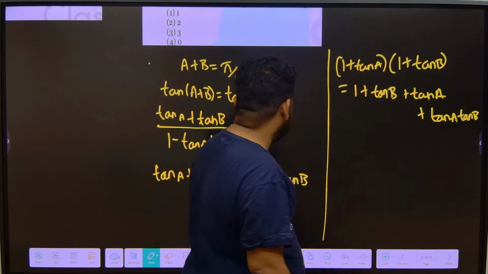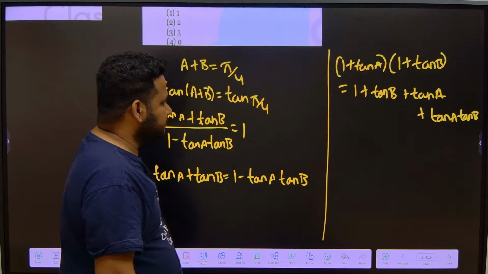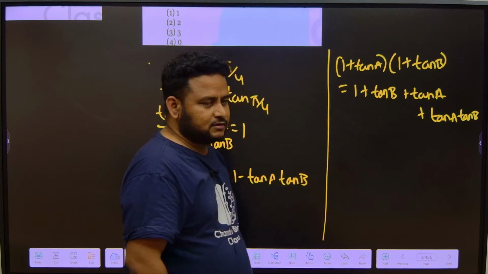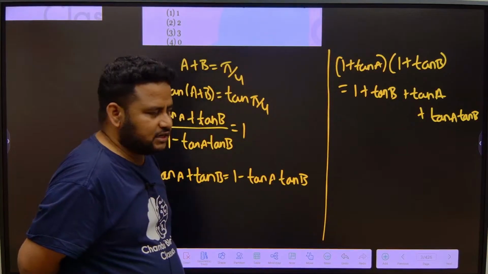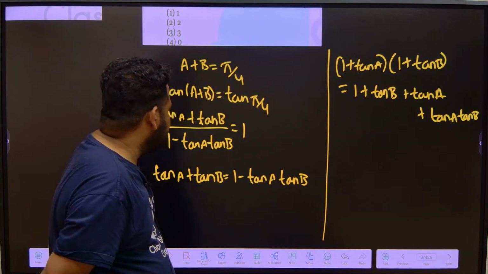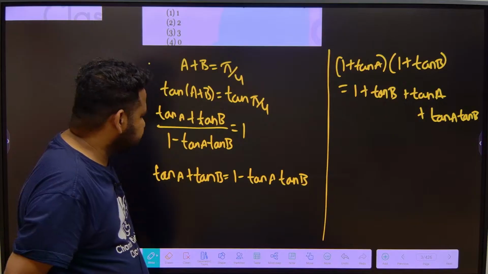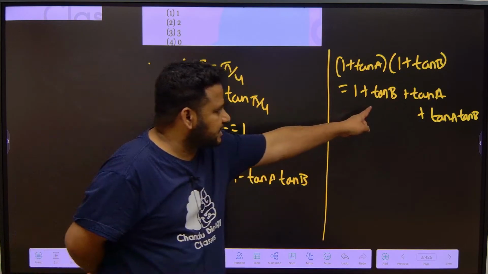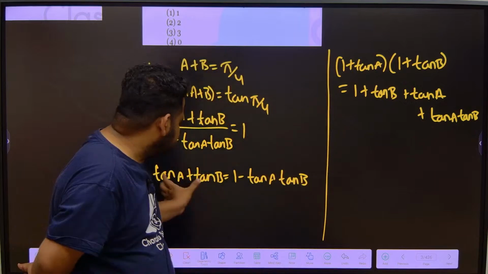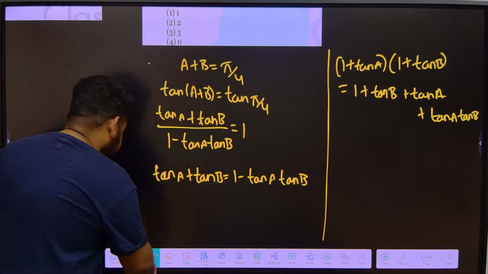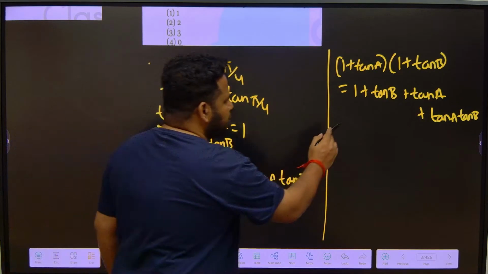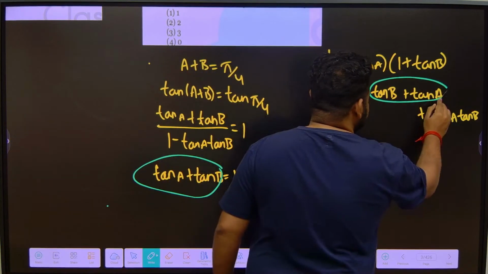Correct? Plus tan a tan b. Now understand one thing, I have got tan a tan b, I have got tan a plus tan b plus 1 is there. Correct? Now understand one thing, see here, tan a plus tan b is there, here also tan a plus tan b is there. Correct? Here I am having tan a plus tan b, here also I am having tan a plus tan b.